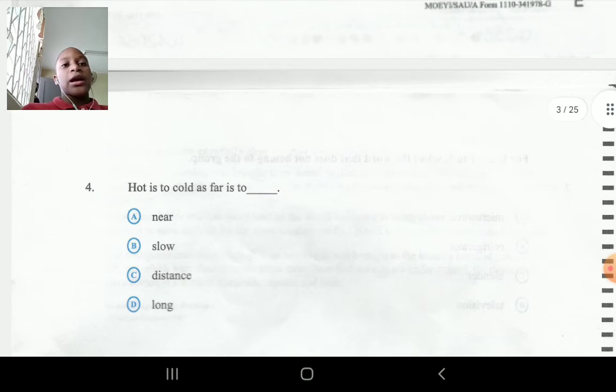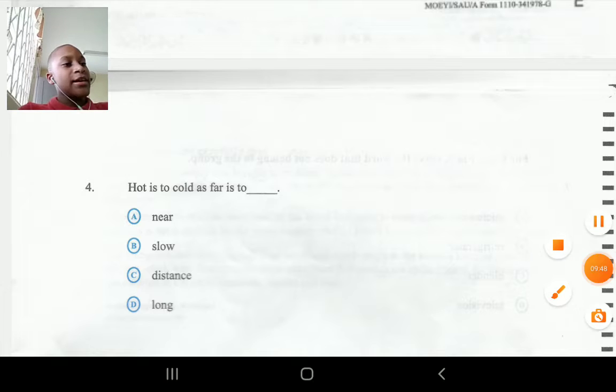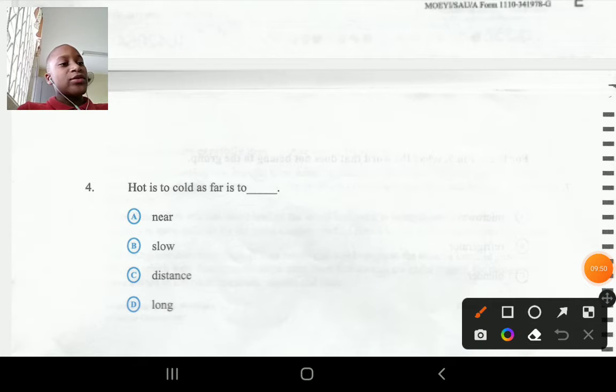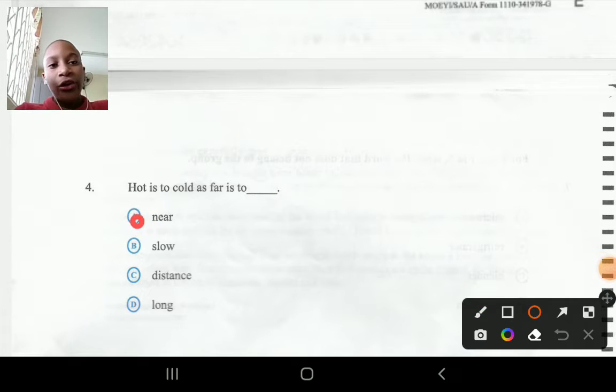So, hot is to cold, as far is to... I'm not going to say it. I'm not going to give it to you yet. So hot and cold are opposites, just like the next one. And over at question 20, we'll be going into quantitative reasoning, where you have to reason out your answers. So hot is to cold, as far is to near. Near, and that's the answer. Whoever says it's not the answer, they're wrong.